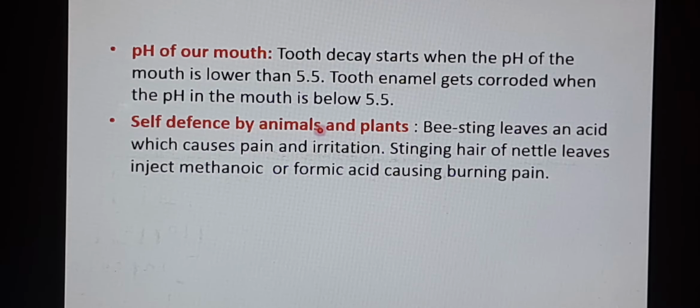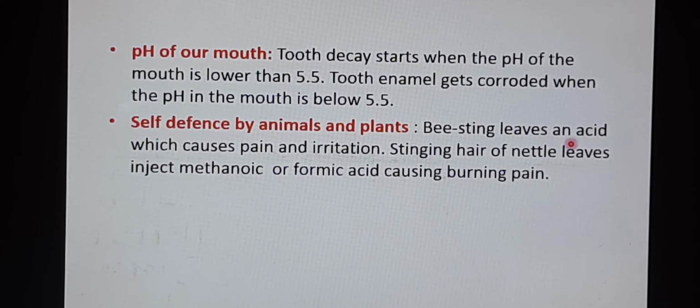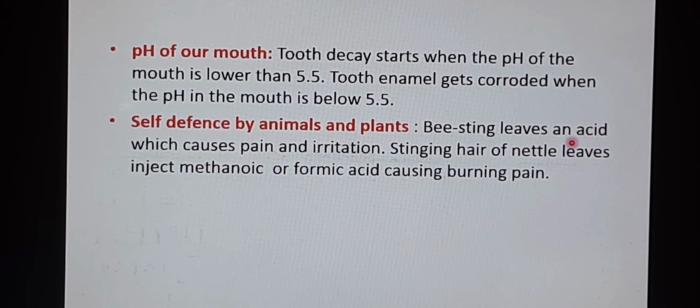Self defense by animals and plants. Honeybees or any bee stings, in their self defense, inject acids into our bodies. If you have been stung by a honeybee, or a yellow bee, you might have seen that part of the body gets swollen. Why does it get swollen? Because of the acid which is injected into our body.